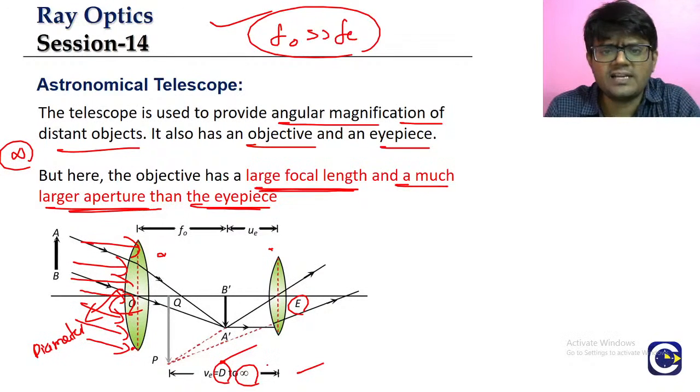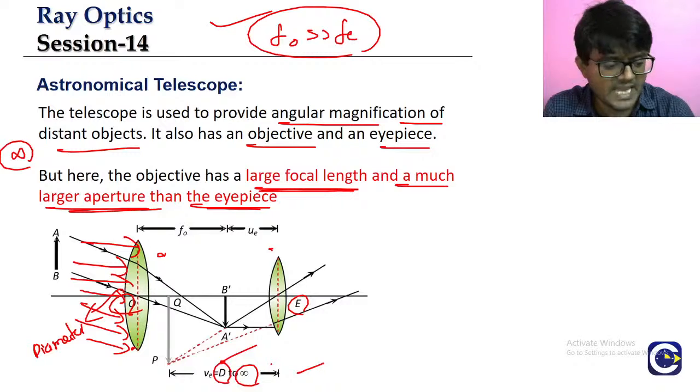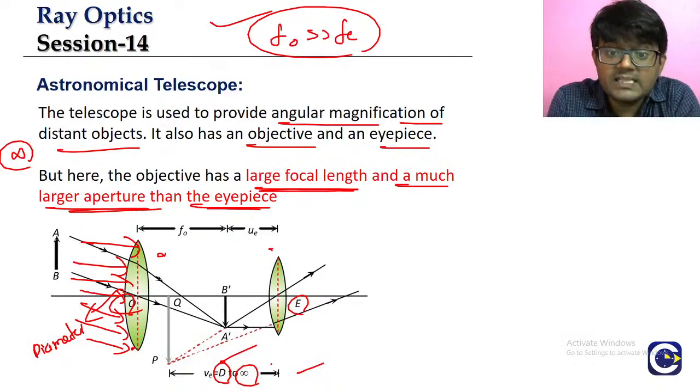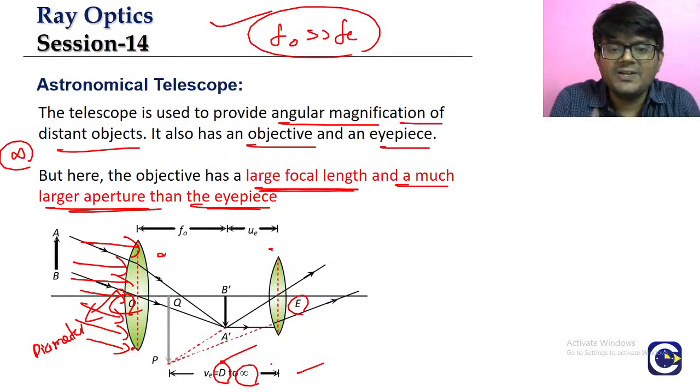So we'll again call it like near point means that is the constrained view, strained view. Infinity means it is the relaxed view or normal adjustment. Same language. Okay. So here you will see that the result will be similar. The formulas we get will be similar. The only thing will be what?